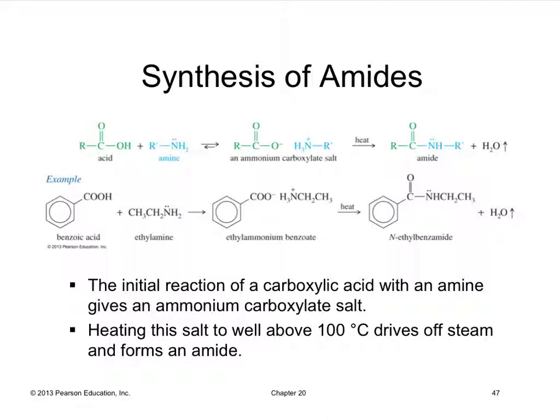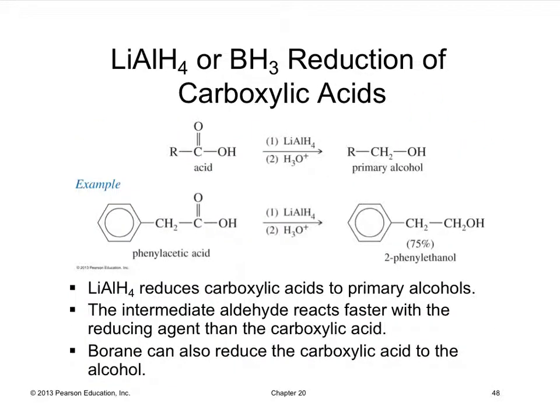You can synthesize amides. Your acid and your amine will generate the ammonium carboxylate salt, and then in the presence of heat will generate the amide and water, forming the product that we're interested in. You can take acids and reduce them with lithium aluminum hydride, followed by protonated water, to generate the primary alcohol, or borane, BH3, can also reduce carboxylic acids all the way down to the alcohol.